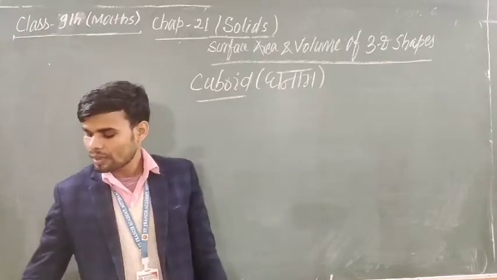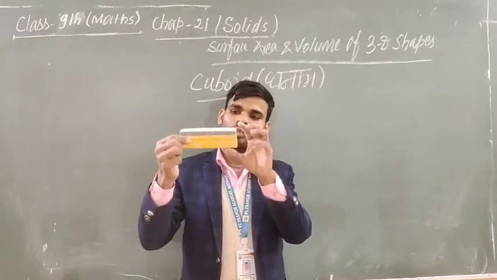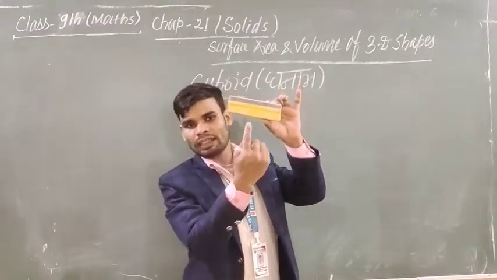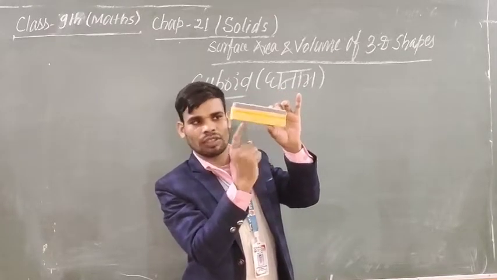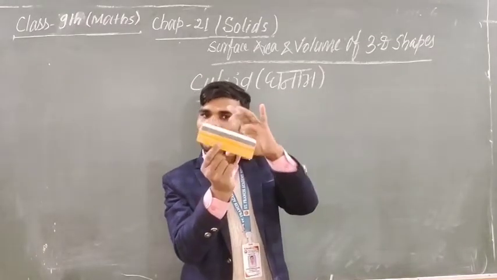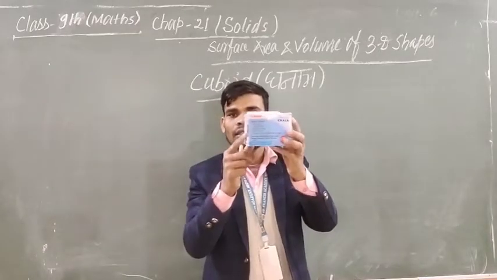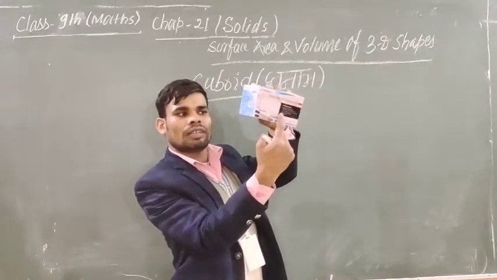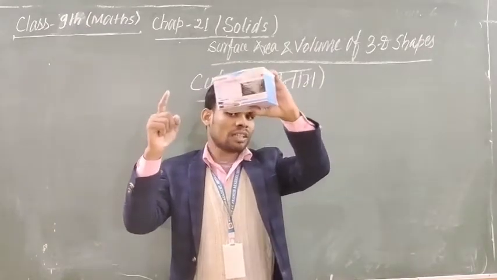For example, this duster we can call a cuboid because it has 6 faces and the area of this face is equal to the area of the face opposite to this one. If I talk about this chalk box, this is also a cuboid because it also has 6 faces: 1, 2, 3, 4, 1 base, 5, 1 top, 6 faces.